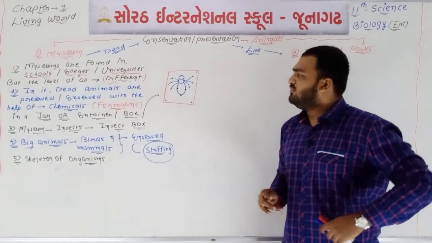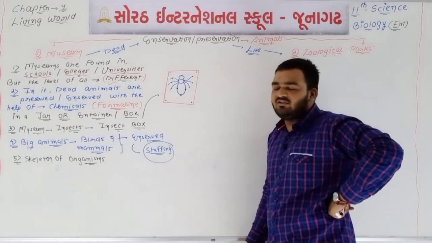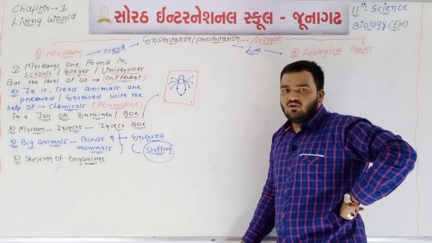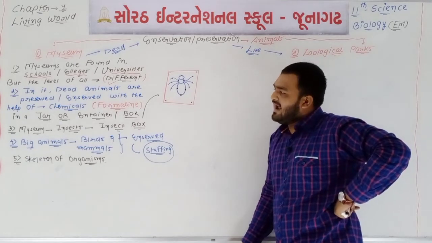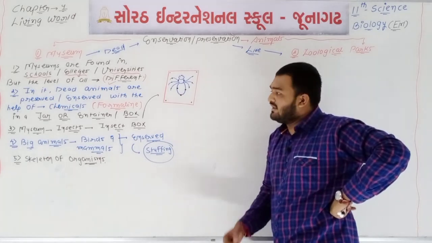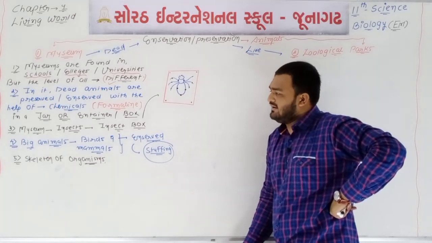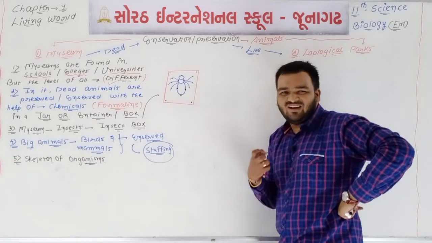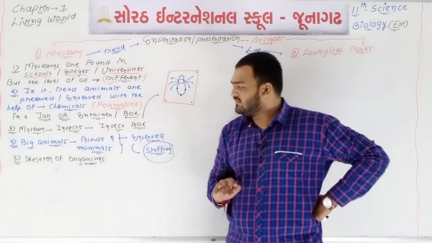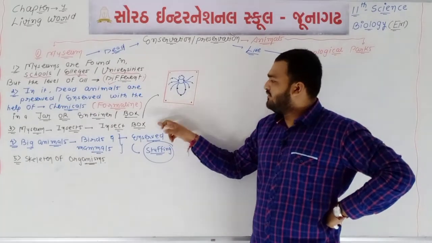First, museums are found in different types of institutes like school, college and university, but the level of all will be different. In it, dead animals are preserved or conserved with the help of a chemical known as formalin in a jar or container or in a box. In museums, small organisms, small animals like insects, are also preserved with the help of an insect box.